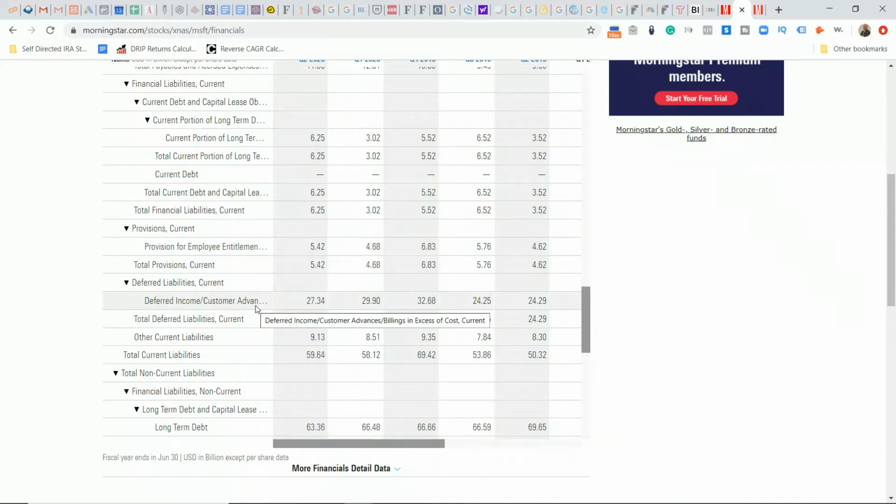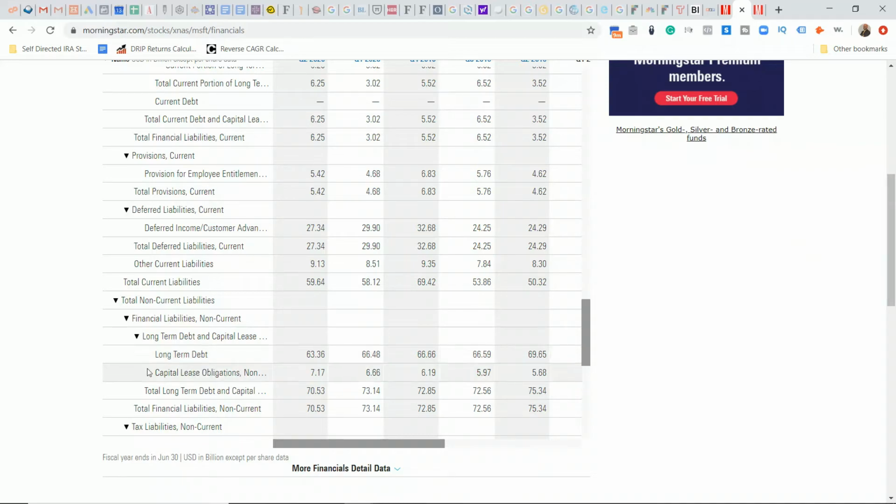For income, customer advance, I would include that in the float calculation. And normally you don't want to use Morningstar for this because you see these other kind of ancillary categories, other current liabilities, total current liabilities, or other assets, other current assets. You want to know what specifically it is. So you want to use the annual report for this.